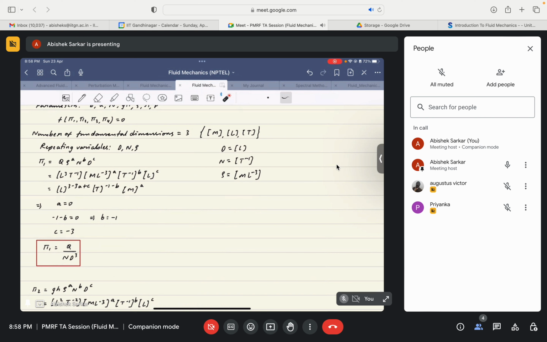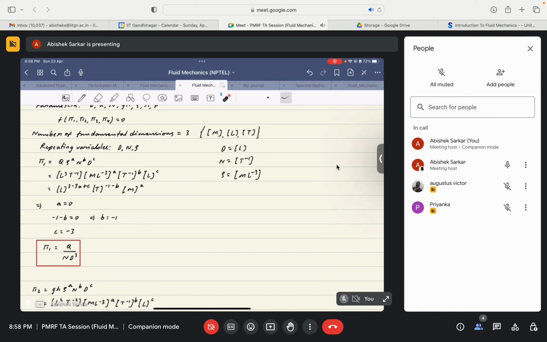So is this step clear? Up to this step, is it clear? Is it clear up to this step? Priyanka and Augustus? Clear for me, sir. Okay, okay. Then I guess that's fine.